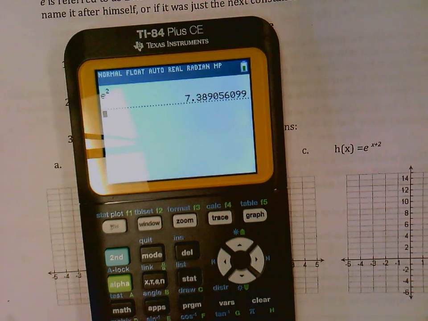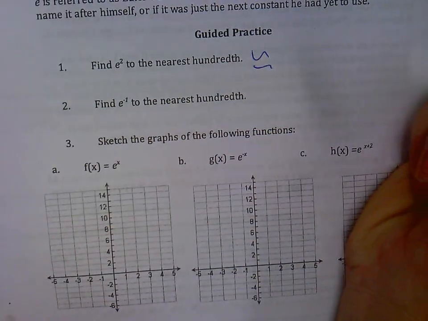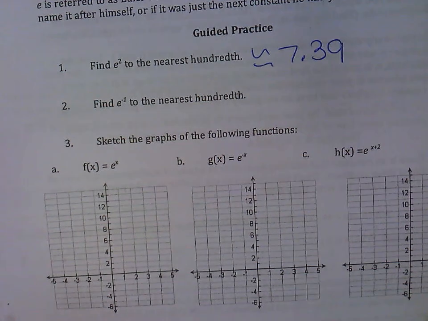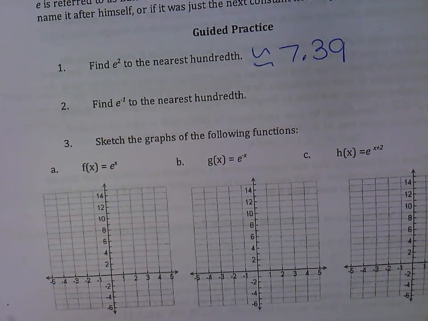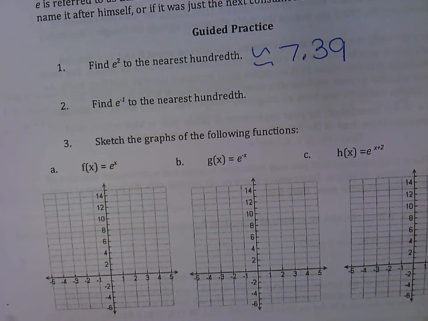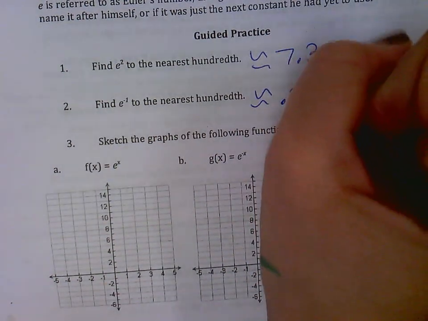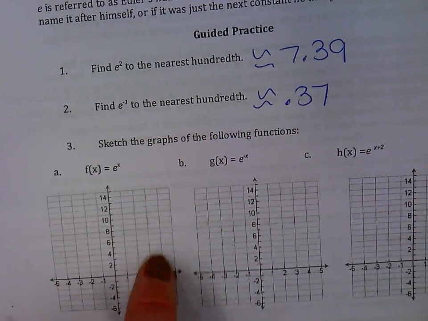Does everybody see where e is to get it? Okay, so e squared, to the nearest hundredth. So what would that be, 7.39 instead? Okay, try e to the negative first power. That would be 1 over e, right? 1 divided by 2.7. So try second e to the negative first power. And then round that to 2 decimal places. So you get what, about 0.37?